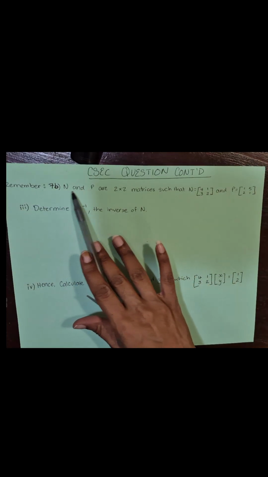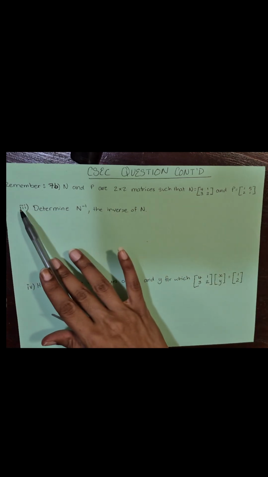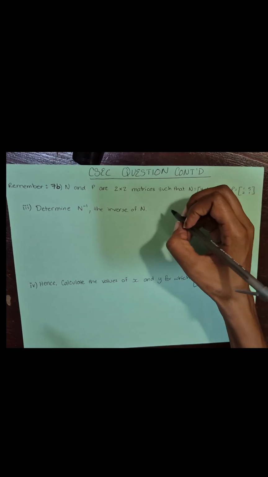All right, there is a part 3 to this question. So, this is just so we can still remember the question. The question was, N and P are 2 by 2 matrices such that N was this and P was this. So the part 3 said, determine N to the negative 1. That is the inverse of N. So determine the inverse of N.